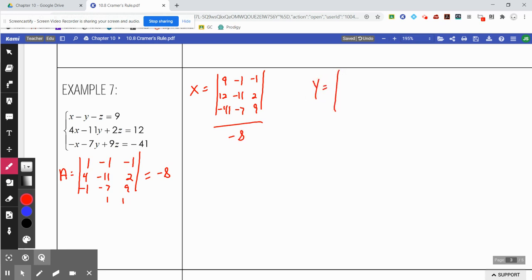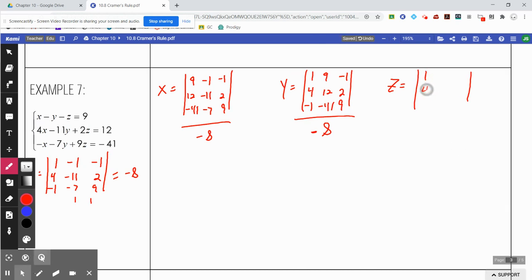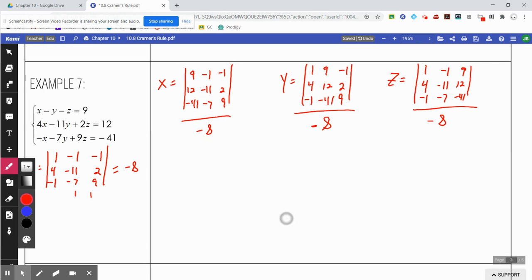Our Y value is going to be the determinant of, everything stays the same except for our Y column, 1, 4, and negative 1. Our X column and our Z column stay the same. We replace the middle column with 9, 12, and negative 41. And again, the step a lot of people forget, don't forget to divide that by the determinant of A. And then Z is going to be the determinant of, leave your first 2 columns the same, 1, 4, negative 1, negative 1, negative 11, negative 7. Replace your Z column with 9, 12, and negative 41. And then divide your answer by the determinant of A, which was negative 8.